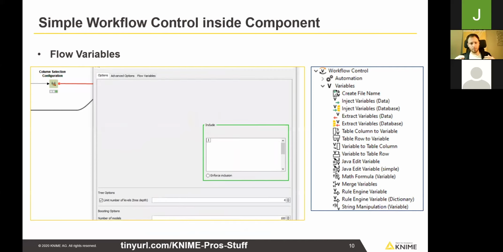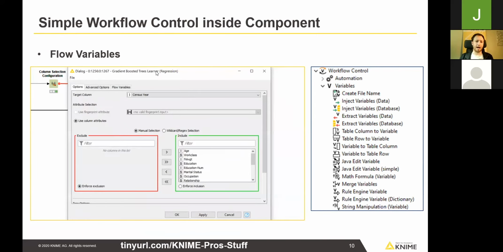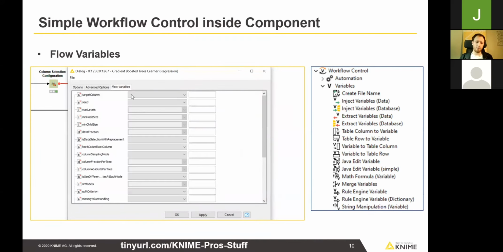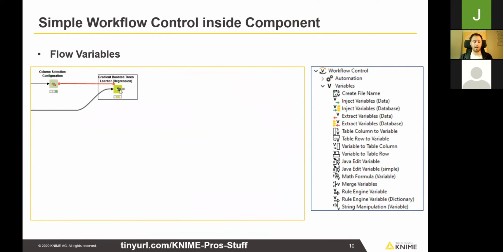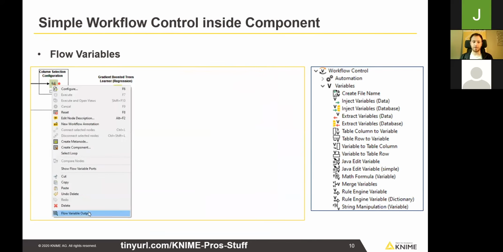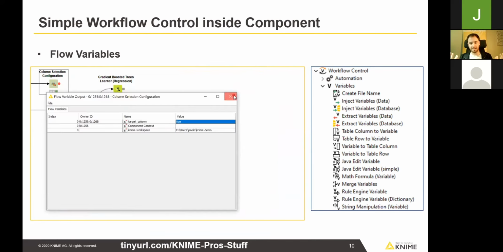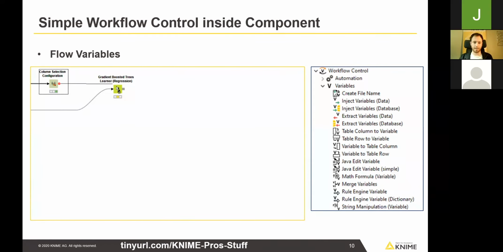Now, you have, for example, here a node which has this target column, and you want the target column of this model to be automatically adjusted with a component. For this, you need, for example, a column selection configuration node. This creates, in this case, the target column age that you want to predict. You connect the flow variables to the learner node.